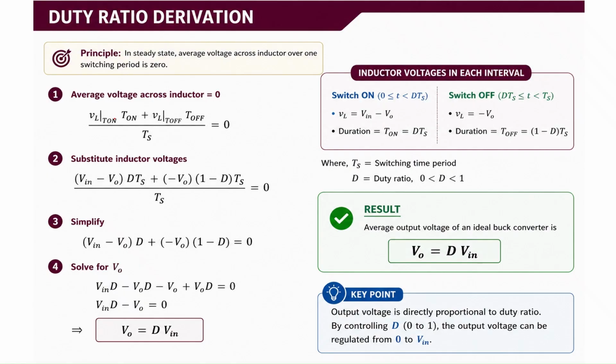This implies Vin minus V naught into D plus minus V naught into 1 minus D, where Ts is multiplied, so that's why it is eliminated in this step. Then this is equal to 0. When you rearrange and solve this, you will get Vin into D minus V naught is equal to 0, so V naught is equal to D into Vin. This is the voltage equation of a buck converter. V naught is equal to D into Vin, where D is the duty ratio, T on upon Ts.